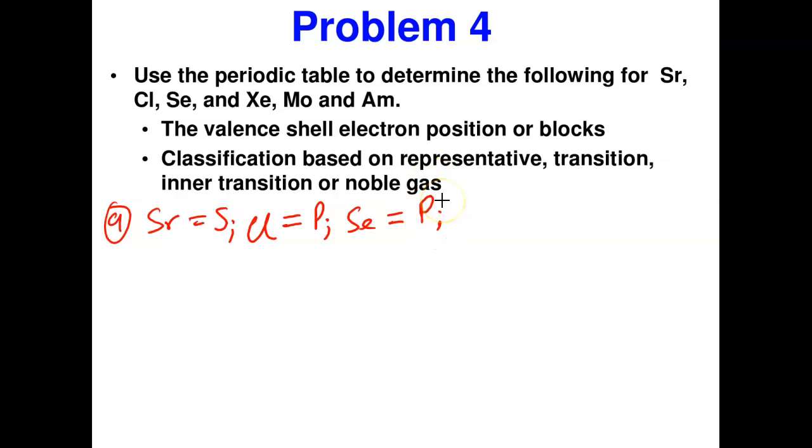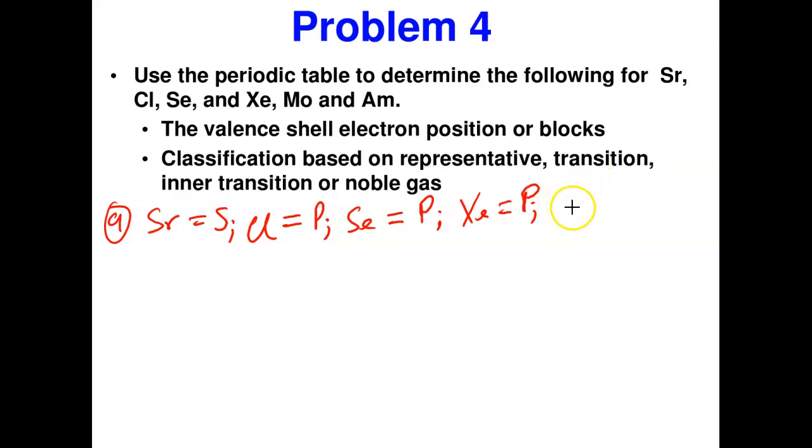I want you to look at your periodic table as you solve these problems. You can always pause this, solve the problems, and come back and check for your answers. So after selenium, what do we have there? We have xenon. Xenon again is also located in the P block. Xenon is located in the P block as well. And then what else? We have molybdenum. Molybdenum, Mo.